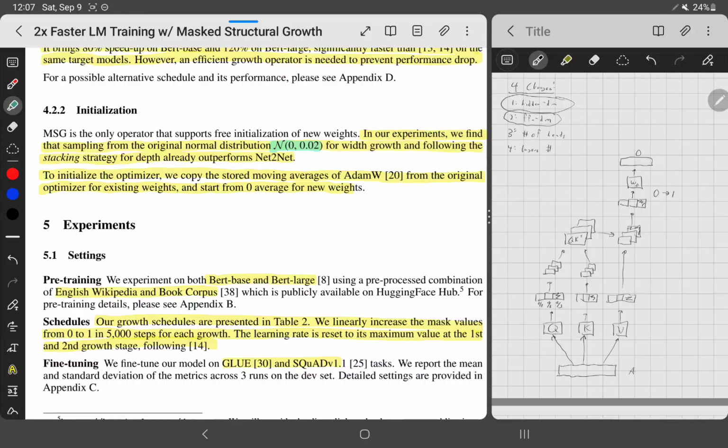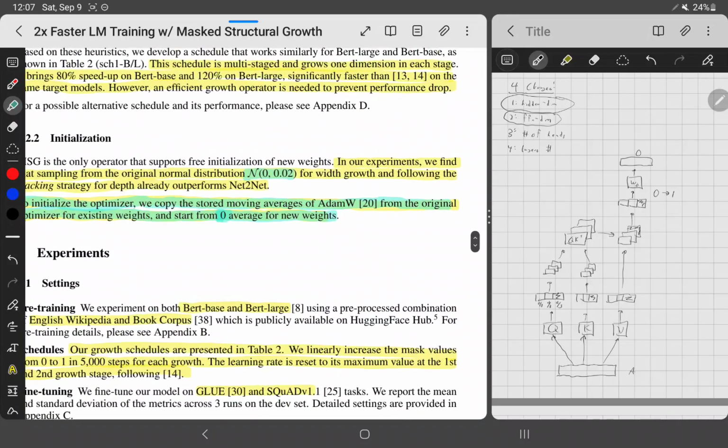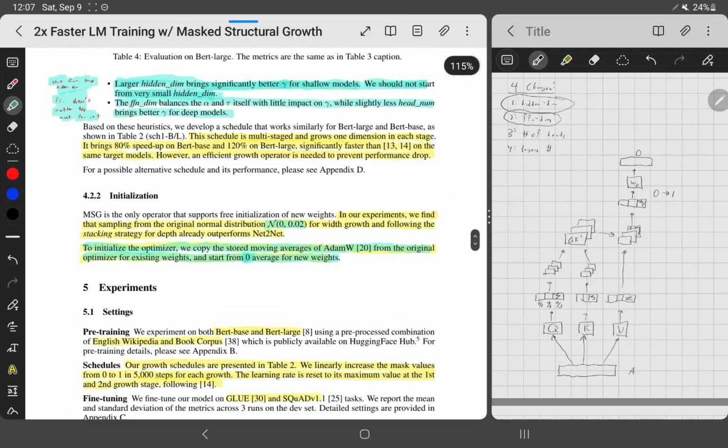There you go. And to initialize the optimizer, we copy stored moving averages of AdamW from the original optimizer for existing weights and start from a 0 average for the new weights. So you just copy the weights over and you start with a 0 average for the new weights. Makes sense, I think. It doesn't have any momentum, so it's not changing the optimizer at all because it has a 0 average. So now, with all that out of the way, let's just get to the results.